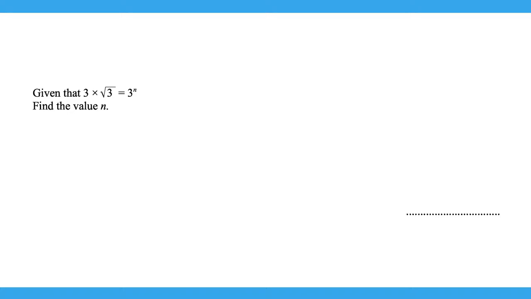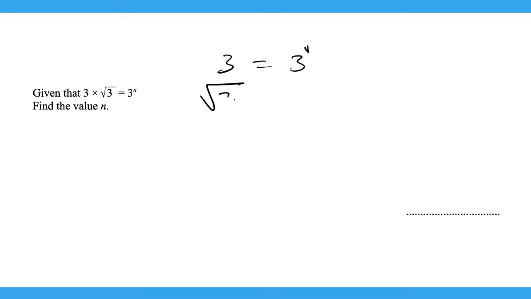Okay, now the final question is a bit of a challenge. You will only find this at the end of a paper. So it says 3 multiplied by root 3 is the same as 3 to the power of n. We need to work out the value of n. So it's actually quite simple if you look at it. 3 is the same as 3 to the power of 1.